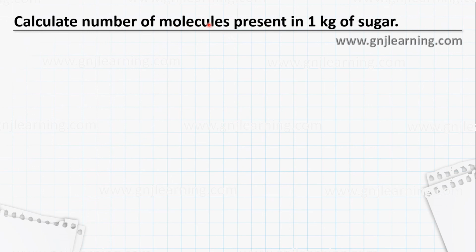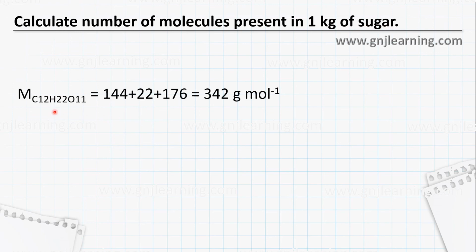To the next calculation: calculate the number of molecules present in 1 kilogram of sugar. So they have provided the mass. What is the molecular formula of sugar? That is sucrose, C12H22O11. So 12 into 12 is 144, 22, and 11 into 16 is 176. You add them up, you will get 342 u, and if it is expressed in gram per mole, then it is its molar mass.